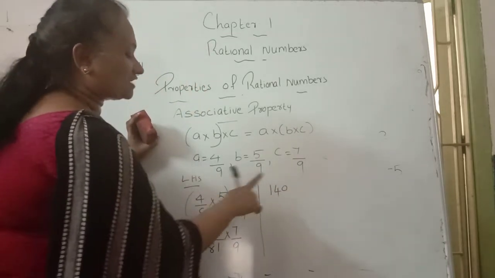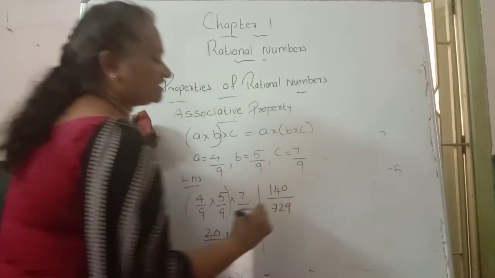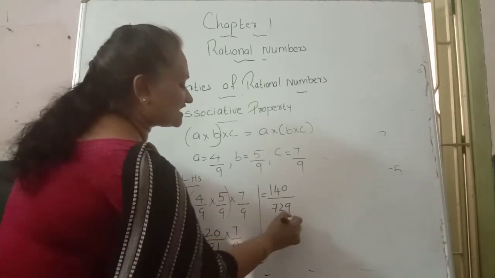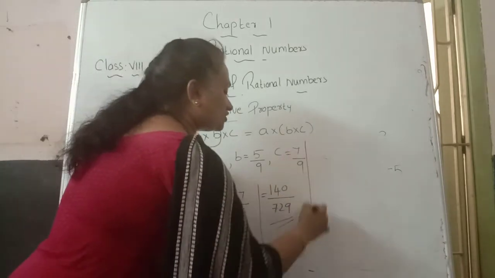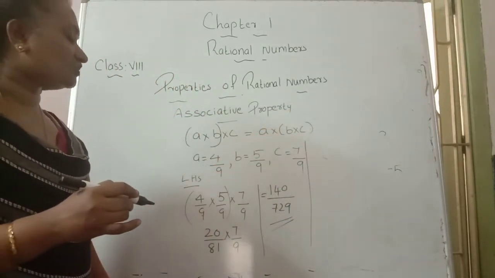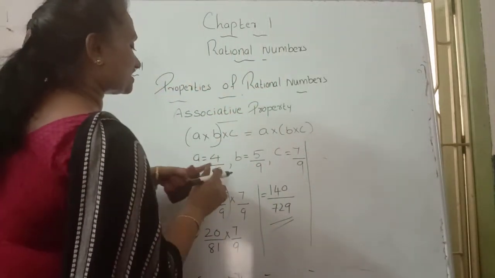The numerator part becomes 140 and the denominator part becomes 729. Multiplying, we got the answer as 140 by 729. Then is it right or not? We also want to check the RHS answer, whether 140 by 729 is coming or not.